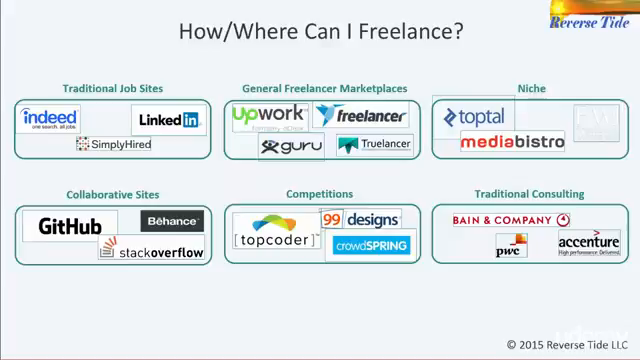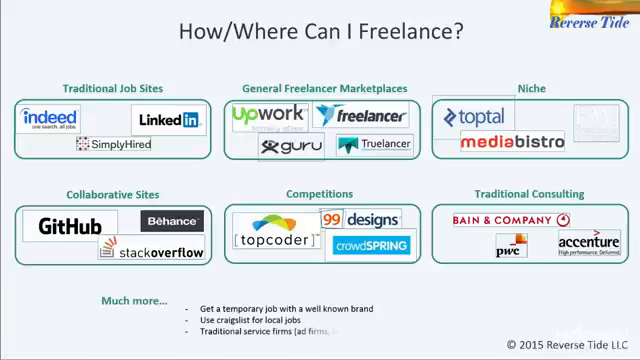Now, these are the 6 main categories that we see all the time with the different freelance sites, but there's so much more as well. You could go get a temporary job with a well-known brand. You could use a site like Craigslist or other classified-based sites to find more local jobs. You could use traditional service firms, so we talked about law firms, but there's ad firms, there's medical sites, there's all kinds of different things in that regard.